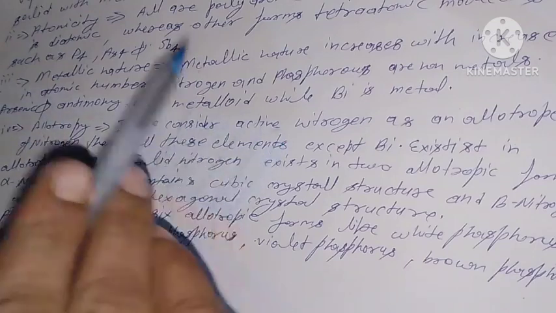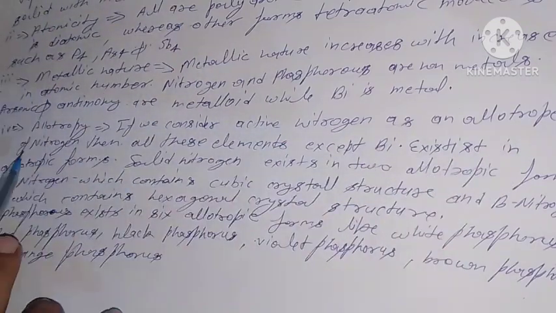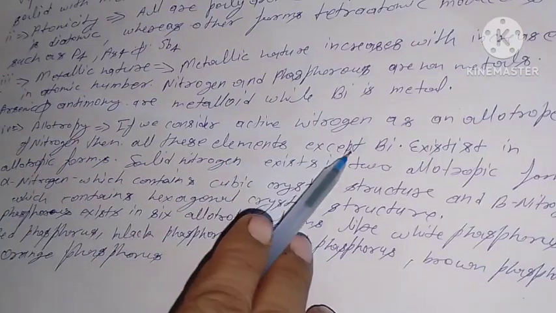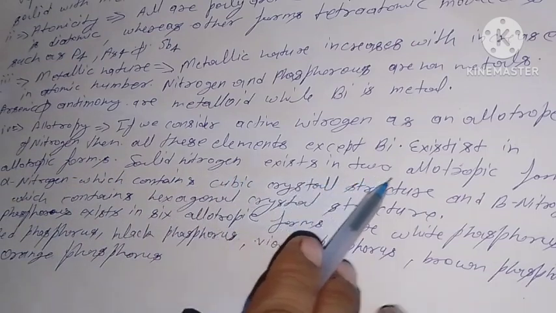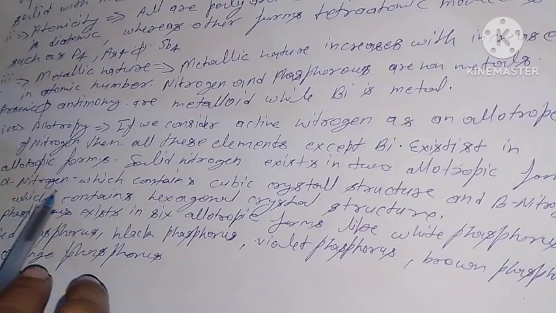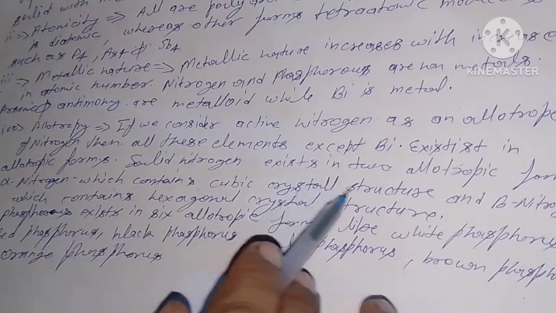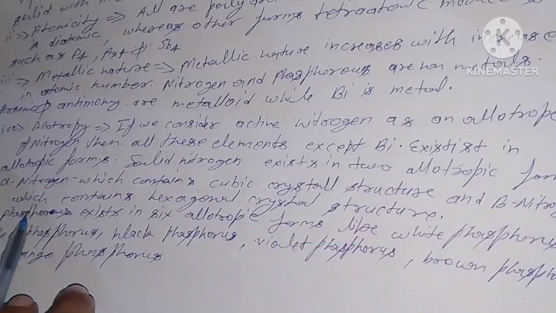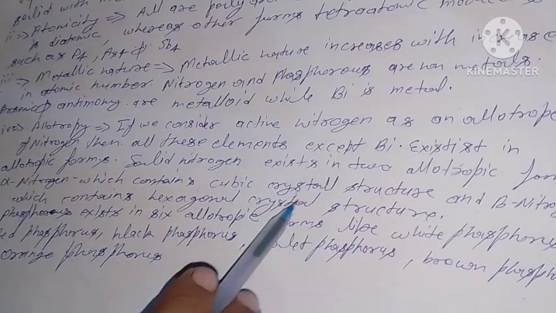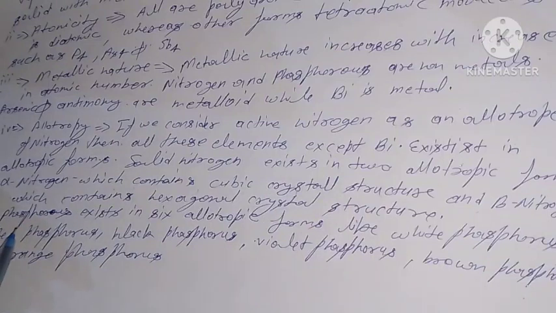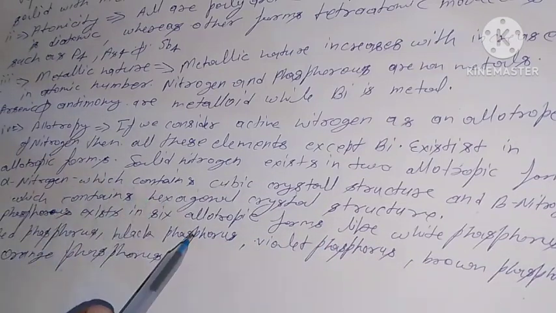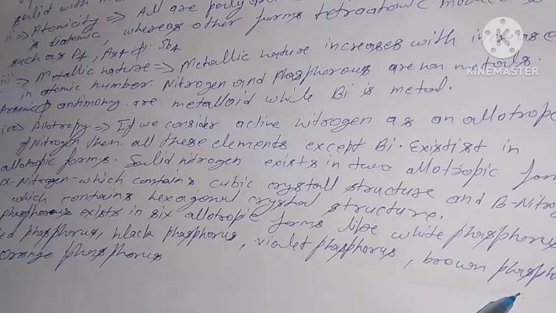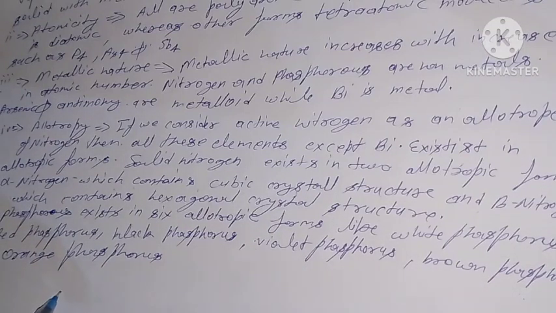Allotropy. If we consider active nitrogen as an allotrope of nitrogen, then all these elements except bismuth exist in allotropic forms. Solid nitrogen exists in two allotropic forms, alpha nitrogen with a cubic crystal structure and beta nitrogen with a hexagonal crystal structure. Phosphorus exists in six allotropic forms like white, red, black, violet, brown, and orange phosphorus.